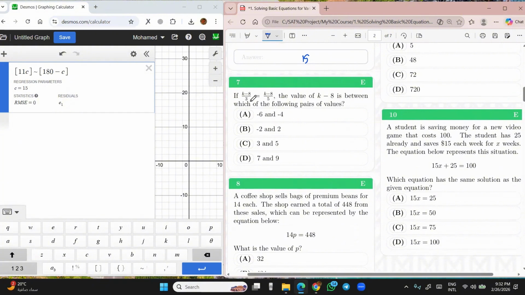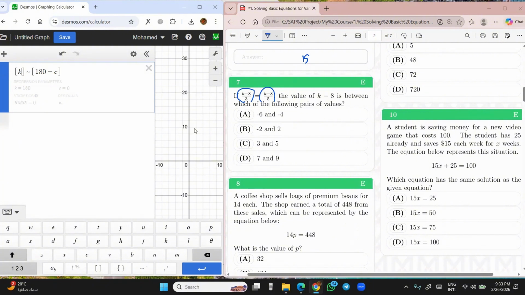We have an expression here that contains k plus 8 over 3 and k plus 8 over 5. The value k minus 8. K minus 8 is between which of the following pairs of solutions. So you can get the value of k and then compare, and then see where k lies. Is it between -6 and -4, or -2 and 2, and so on? So we can write the left side of the equation, k minus 8 over 3. But if you just write k minus 8 and then make the slash or the division to be 3, this is not correct. You did not write it correctly. You have to keep the k and 8 up.